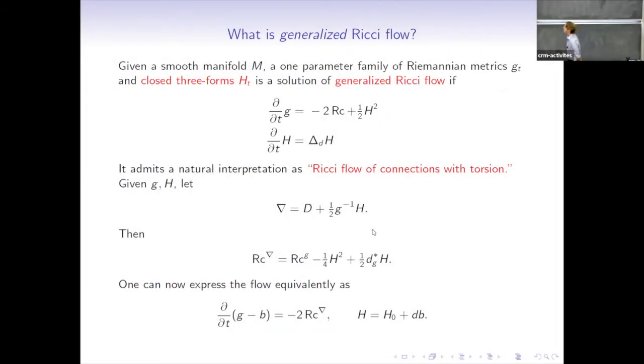So immediately, you can equivalently express the flow as the flow of a metric and a two-form B, which is a potential for H. So the time derivative of G minus B is minus twice this Ricci tensor, where now the time-dependent H is the background H plus dB.